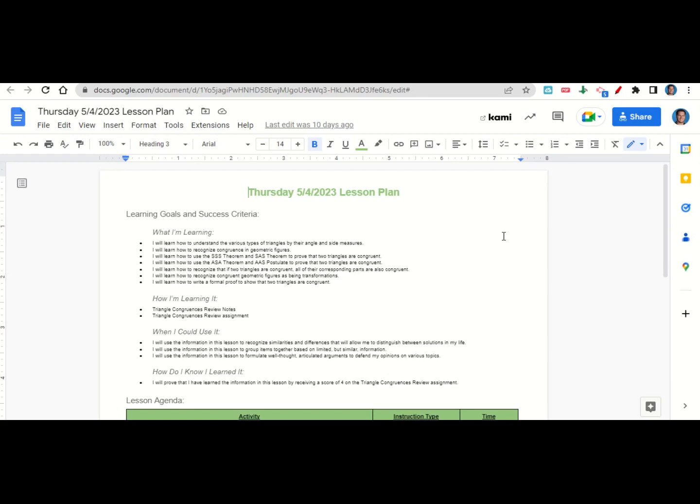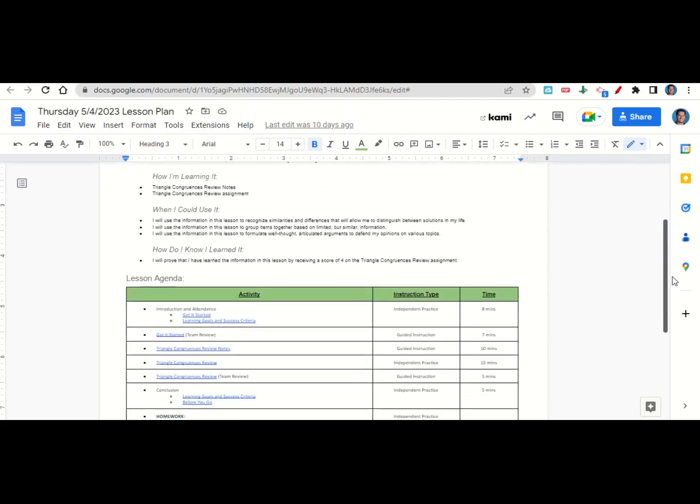How are we learning it? Through the Triangle Congruences Review Notes and the Triangle Congruences Review Assignment. When can we use this information? To recognize similarities and differences that will allow you to distinguish solutions in your life, to group items together based on limited but similar information, and to formulate well-thought, articulated arguments to defend your opinions on various topics. How do you know you learned it? By getting a score of 4 on the Triangle Congruences Review Assignment.